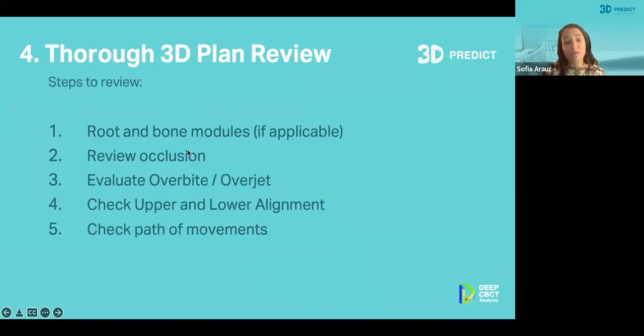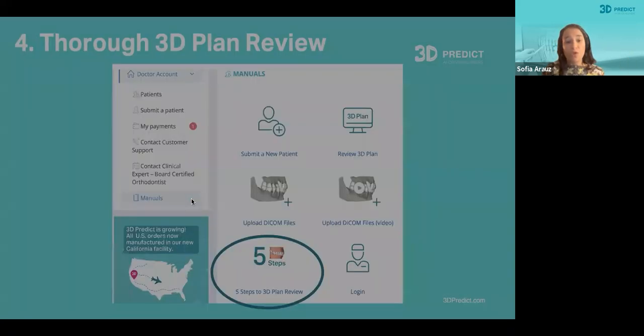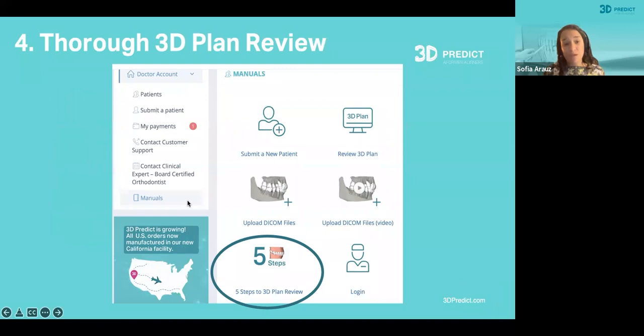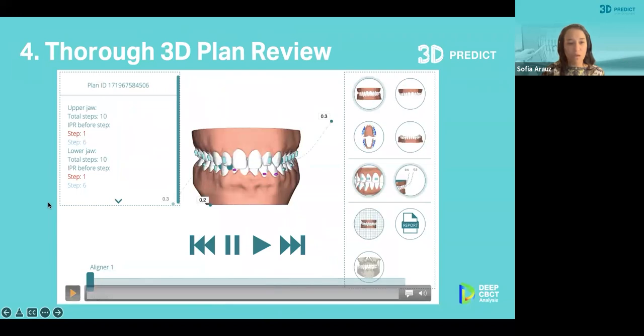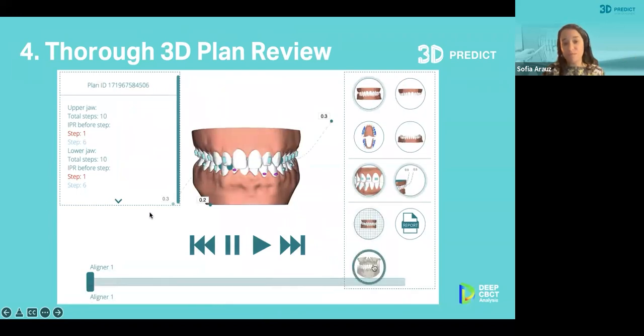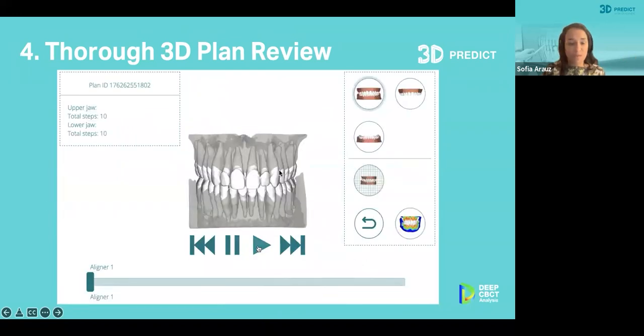And then the fourth key to finishing your case in 6 visits is a thorough 3D plan review. And this has 5 steps in total. You can find these 5 steps again in your doctor account under manuals if you want to review them. But I'm going to go through it real quick. This is actually a different webinar, but this is going to be very quick.